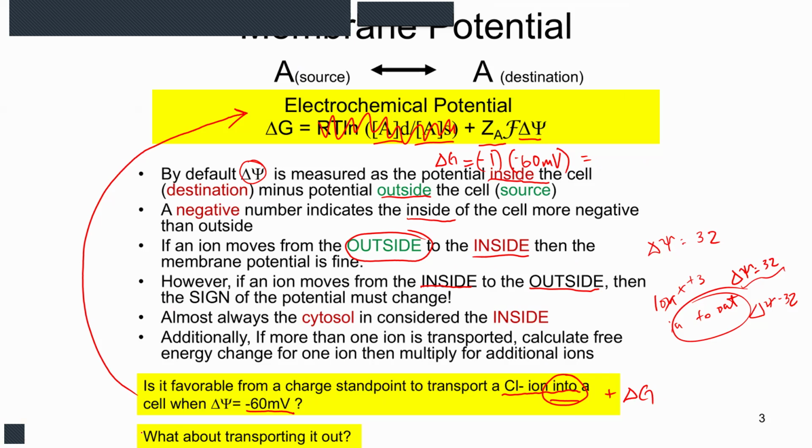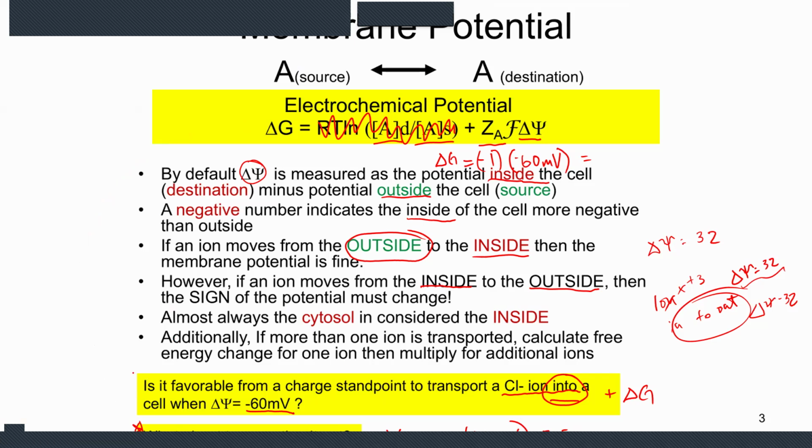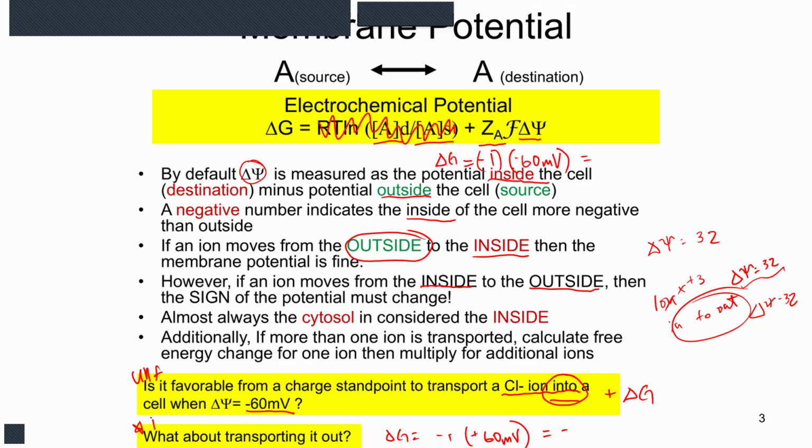Okay, the next question here, what about transporting it out? Well, that's just the opposite. So what do we have to do with respect to that opposite? Well, our delta G is -1 times, oh, now we got to switch that value. That's plus 60 millivolts, in which case our delta G is going to be a negative value. So I'm going to change this, and I'm going to say unfavorable, favorable.